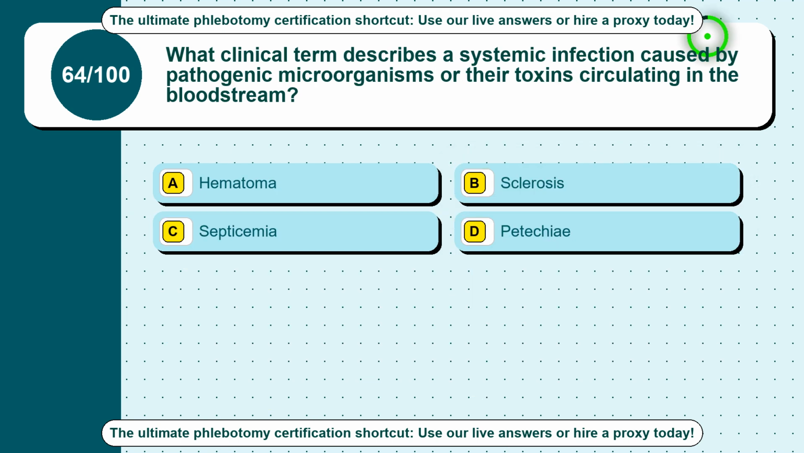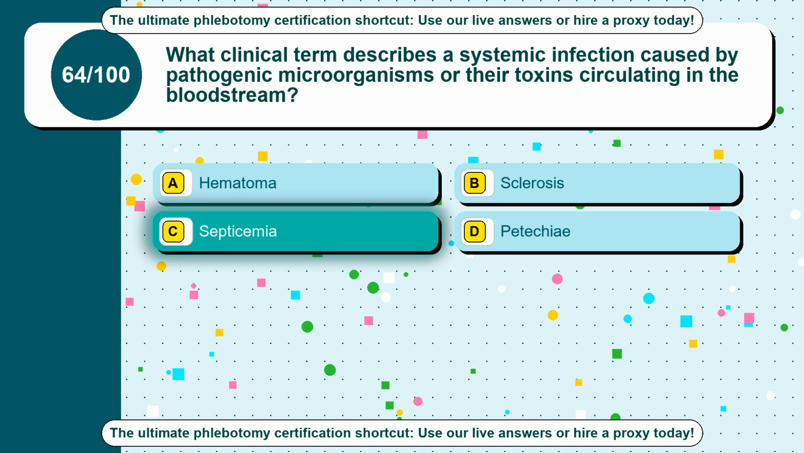Question 64. What clinical term describes a systemic infection caused by pathogenic microorganisms or their toxins circulating in the bloodstream? Option A, hematoma. Option B, sclerosis. Option C, septicemia. Option D, petechiae. The correct answer is option C, septicemia.